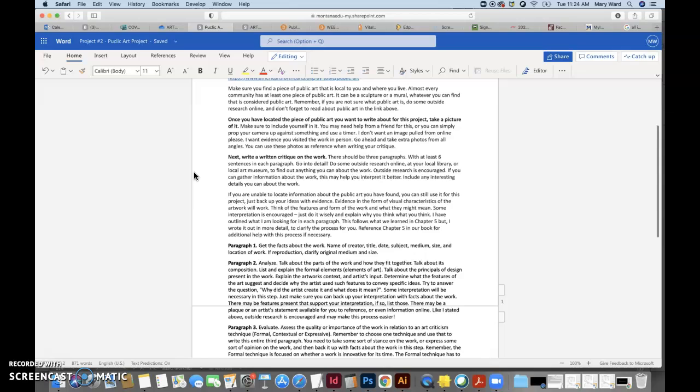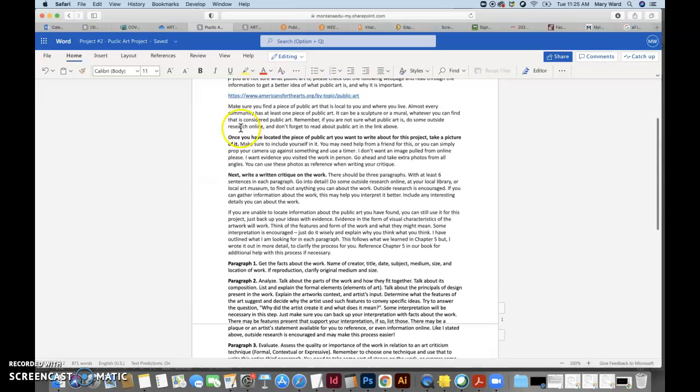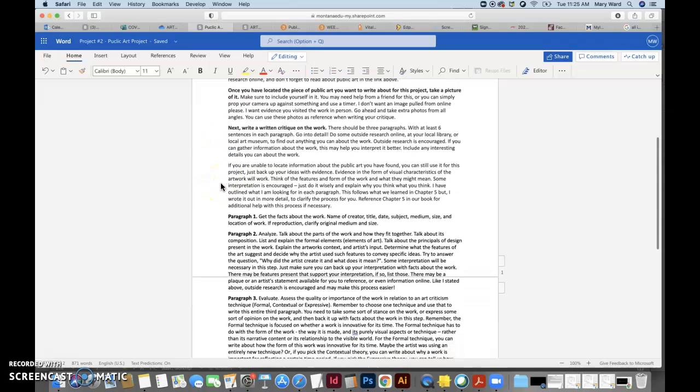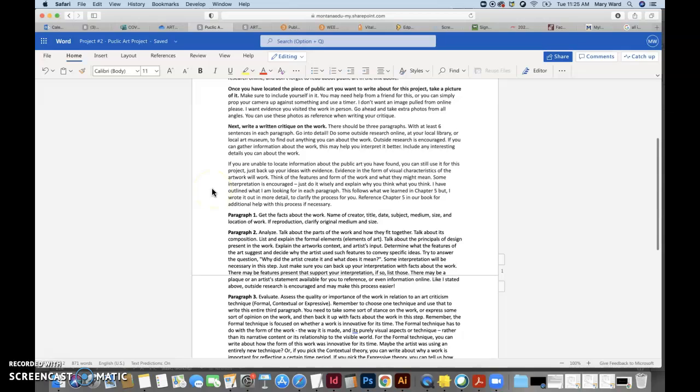So make sure you find a piece of public art that is local to you and where you live. Almost every community has at least one piece of public art. A lot of times it will be a sculpture or a mural. Sometimes there's some other things out there that might be public art, but typically it will be sculptural or a mural. So definitely find one that's local to you. And if you don't remember or know what public art is, just follow this link or look it up online. Read up about it a little bit.